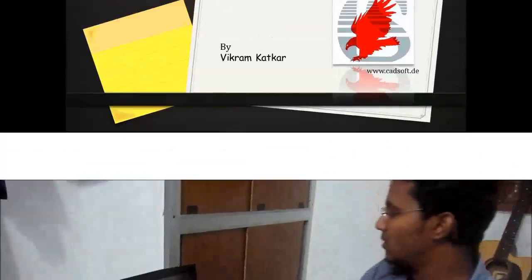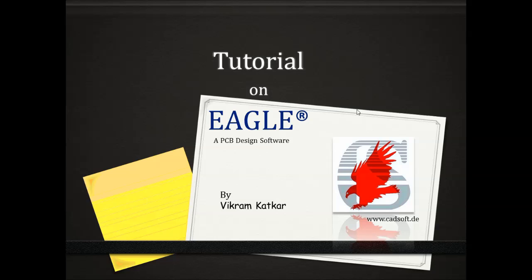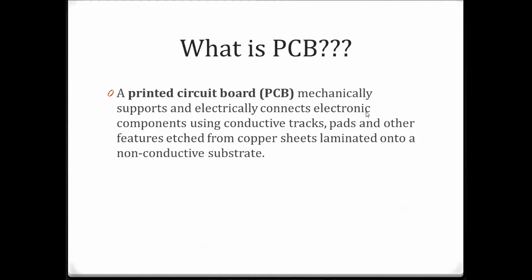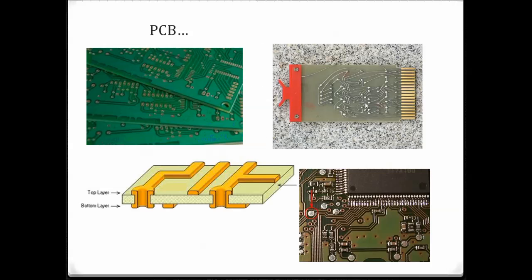So let's begin our tutorial. Okay, here we go for the tutorial on Eagle. Before directly jumping into Eagle, let's have a little basics on PCB. A PCB is nothing but a printed circuit board. It provides mechanical support and electrical connection for electronic components using conductive tracks, pads and other features etched from copper sheet laminated onto a non-conductive substrate. Here are some examples of PCB.